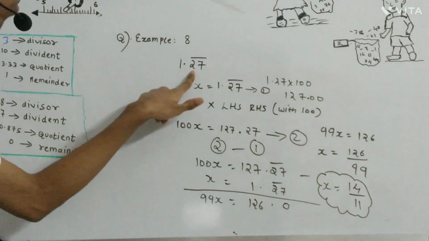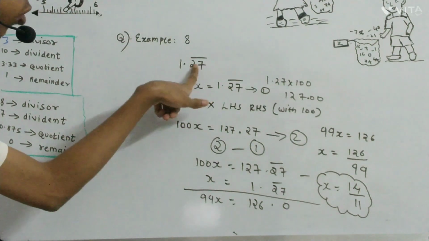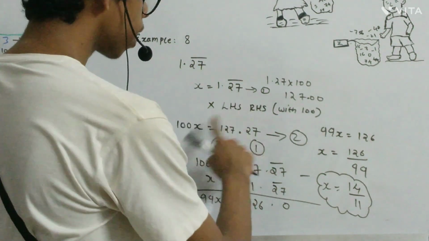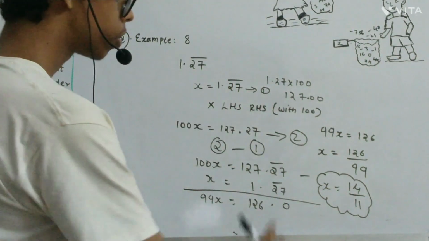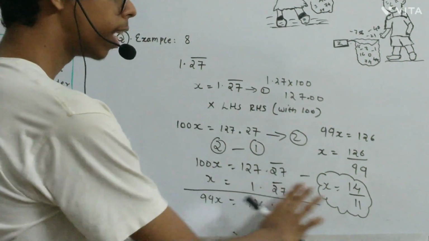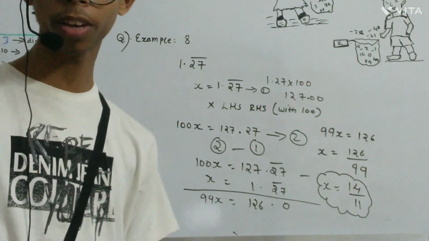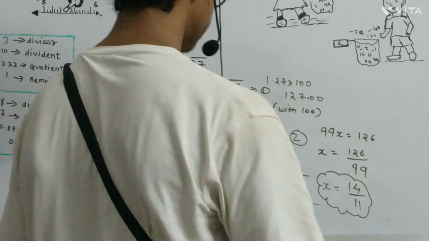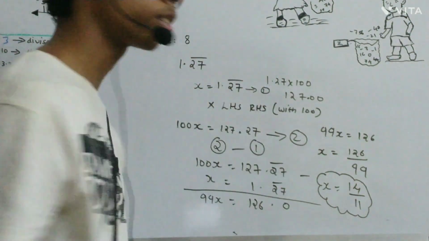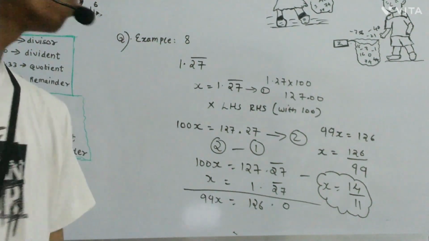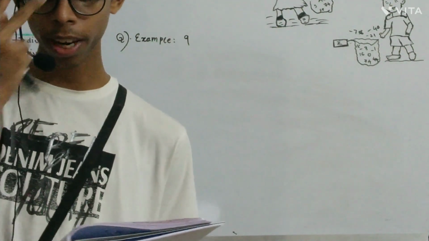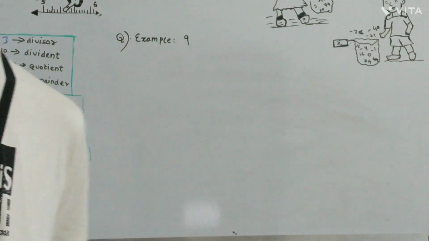The only difference was the bar symbol was present on two numbers. If it is present on two numbers, multiply LHS and RHS with 100, just do the subtraction, and solve the linear equation. Now how will you check whether your answer is correct? Just divide 14 by 11 and see whether you are getting 1.27. If you are getting 1.27, what you have done is correct. Now let us move on to our example number 9.